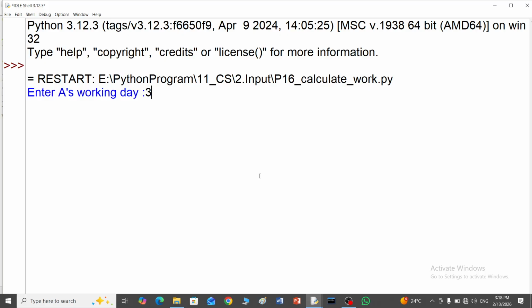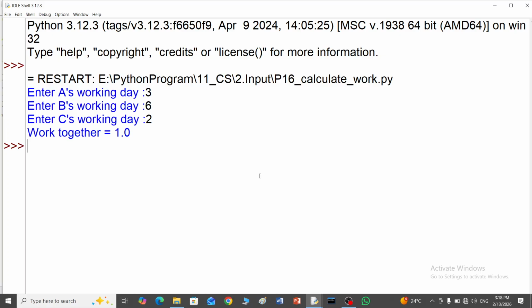Enter A's working days. Suppose 3. B is 6. C is 2. So the working time when they work together, what is that? Only 1 day. 1 day they require. When they work alone, A takes 3 days, same for B it is 6 days, and for C it is 2 days.